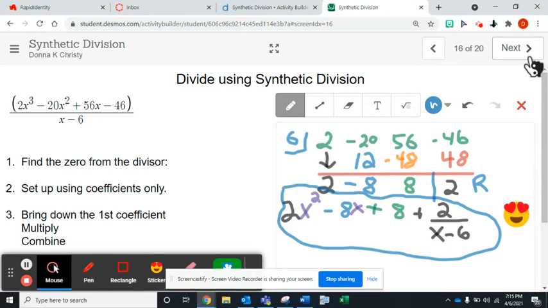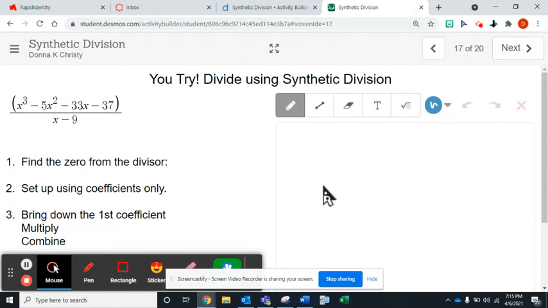All right, so now let's go to the next one. It does say you try, but I'm going to let you try the last one, because I have 2 of them. I'm going to do one more, so maybe you'll feel a little more comfortable with it. Again, here I have x cubed minus 5x squared minus 33x minus 37. We're going to divide that by x minus 9.